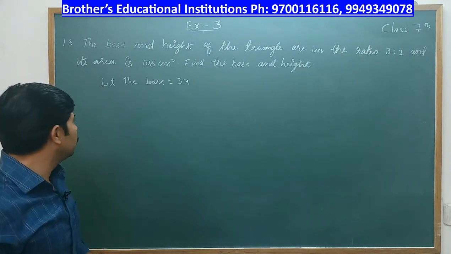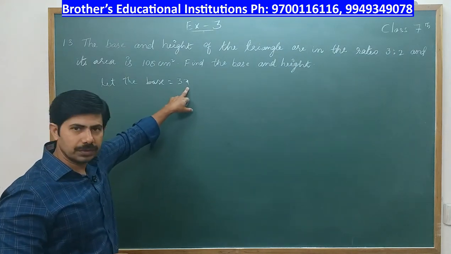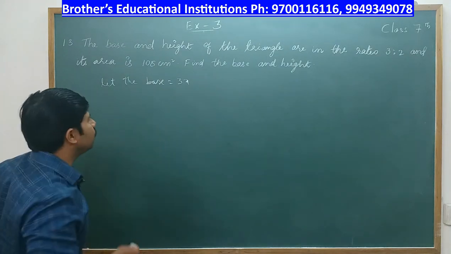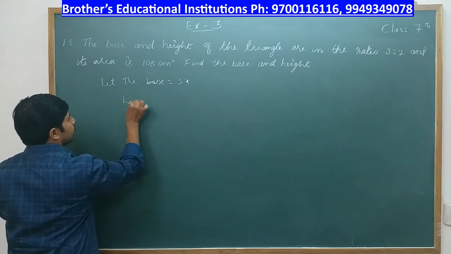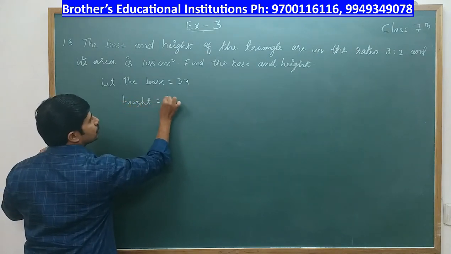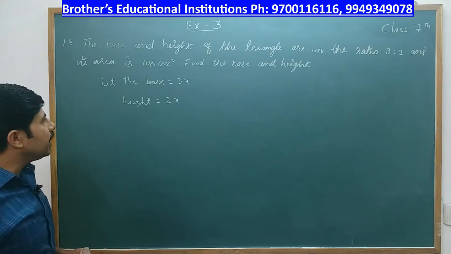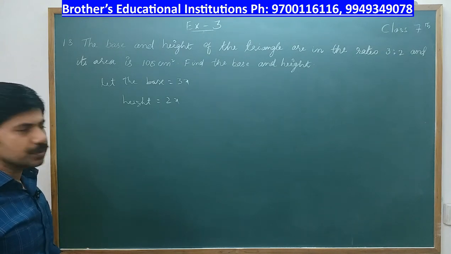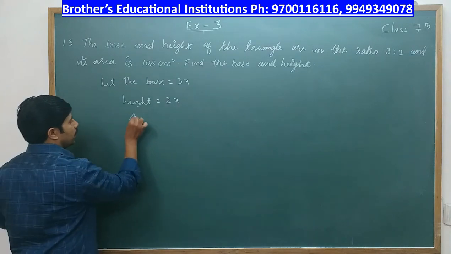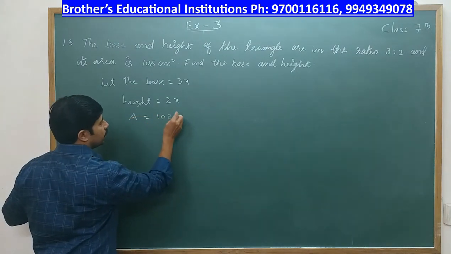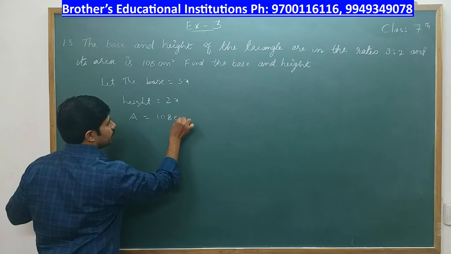The part we don't know. So let the base be 3 times some x. And what is the height? Let the height be 2x. So we are assuming the height as 2x. Now the area is given as 108 centimeter square.